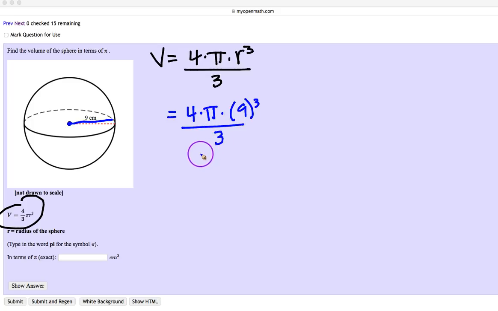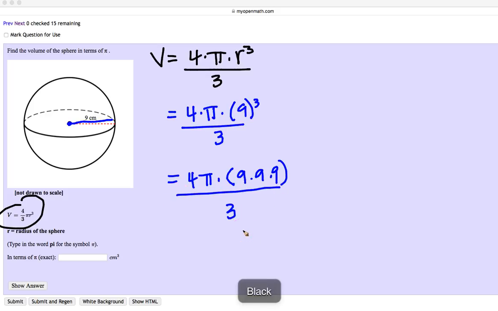So now what you're going to have to do is check to see if you can cross cancel. I notice that I can. Please don't cross cancel here. Before you can cross cancel, you're going to have to expand this out. So this is going to be 4 pi times 9 times 9 times 9. Again, this just basically represents 9 cubed, and then you can divide by 3. Now you can cross cancel.